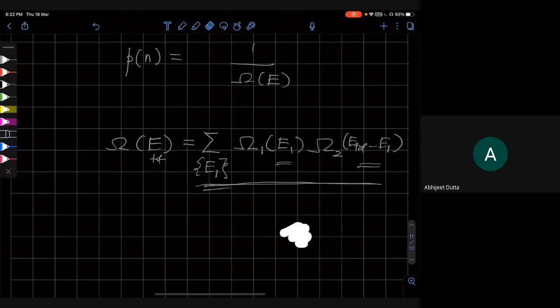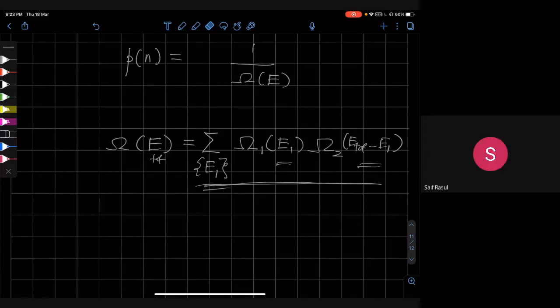Yes, sir. The omega of E is the microstate equation for system 1. Oh, so do these microstates depend on the distinguishability of the particles? Yeah, they may or may not. I mean, we haven't committed ourselves to that. This is a much more general discussion.